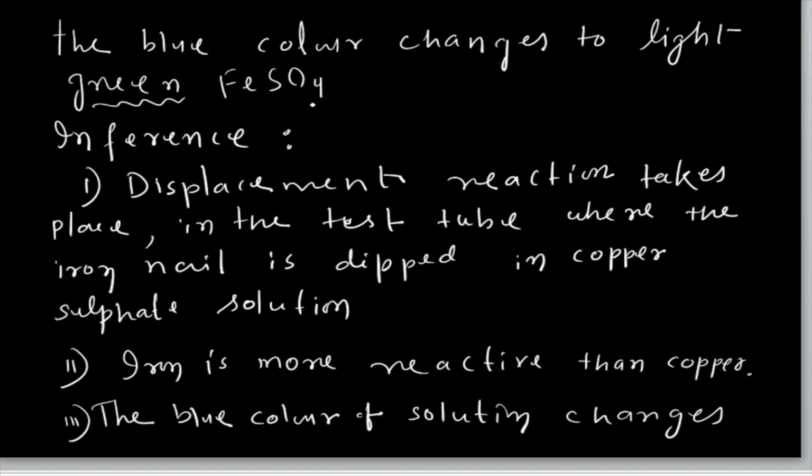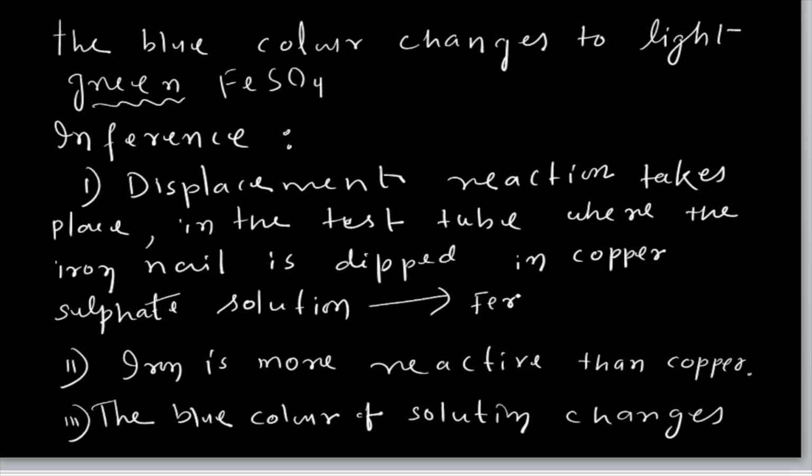But when you add copper in iron sulfate solution, there is no such reaction. Where you are adding iron in copper sulfate, a displacement reaction takes place. In the test tube, what happened? The iron displaces copper in the copper sulfate solution. It is a displacement reaction, and the solution changes to a ferrous sulfate solution.